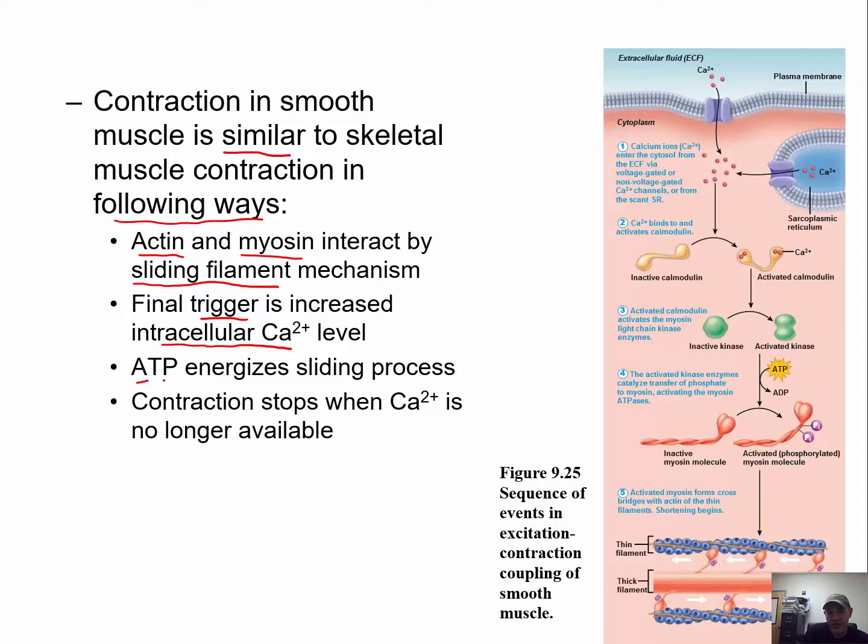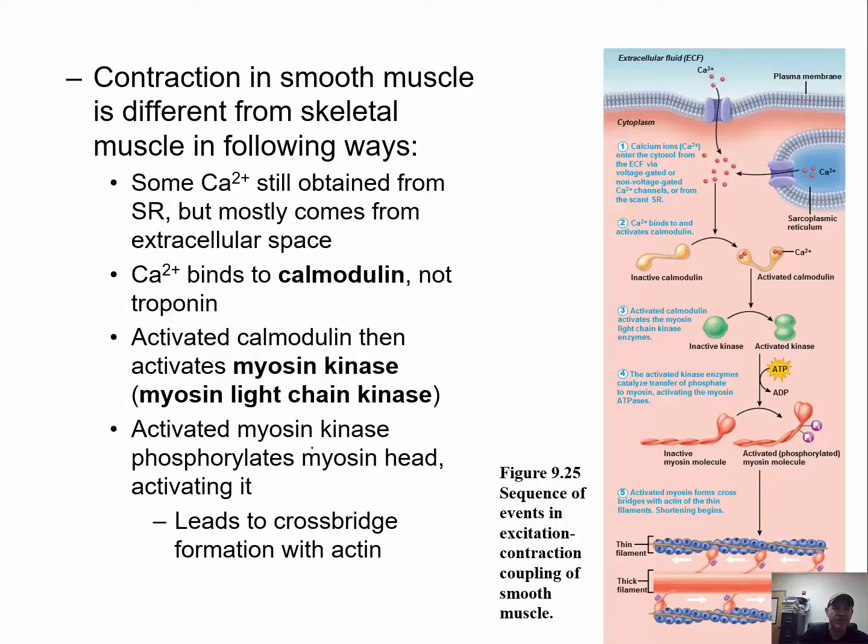We also see that ATP is used to energize the sliding process, and the way we're going to stop contraction is by removing calcium. So we have to remove calcium from the cytoplasm to stop the contraction. So how is smooth muscle different from skeletal muscle? Well, for skeletal muscle, all of the calcium comes from the sarcoplasmic reticulum, releasing it into the sarcoplasm. But for smooth muscle, because smooth muscle does not have well-developed sarcoplasmic reticulum, most of the calcium is going to come from extracellular space. That means from outside the cell.